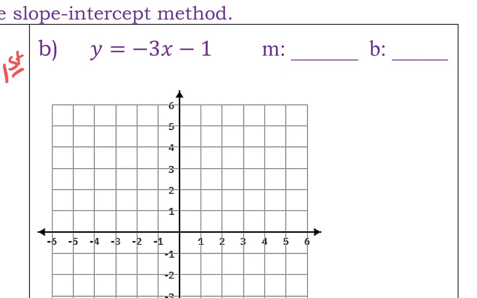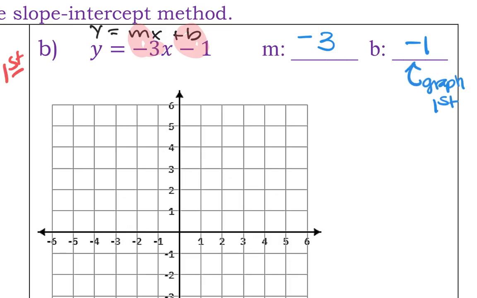All right, so the next one, is it in the right format? Just double check. Y equals mx plus b, is it in the right format? Okay, what's in place of our m here? -3, good. What's in place of our b? It should be -1. So we have -3 and then -1. Remember, you're going to graph this first. So graph first.